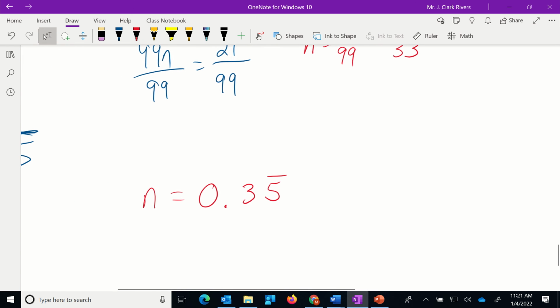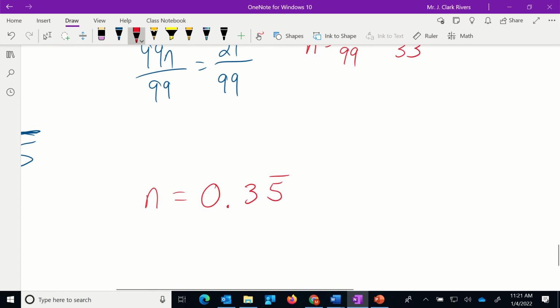Okay, so what do we have to multiply by? 10. We multiply by 10 because when we have one digit that repeats, we want to move this decimal one spot to the right. So when we do that, what's in our ones place now? Bennett, what do you think? The decimal goes one spot to the right. The 3 is in the ones place. Any questions on that?